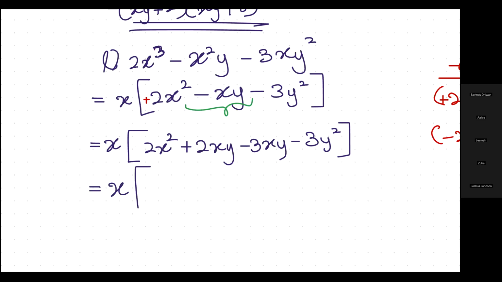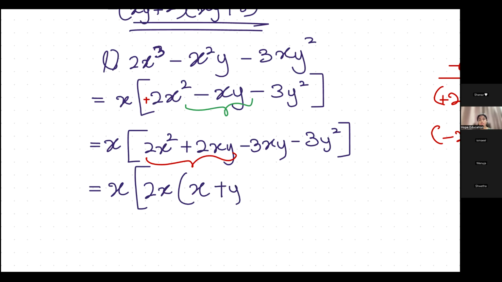Now, if you take the first two terms, 2 is common. So, I take 2 out. X is common, so I take x also out. So, 2 is common, x is common. From 2x squared, when I take 2 and 1x out, there is 1x remaining. From 2xy, if I take 2x out, there is 1y remaining.